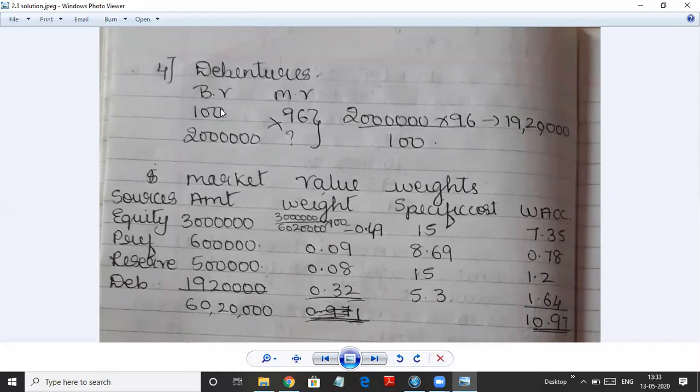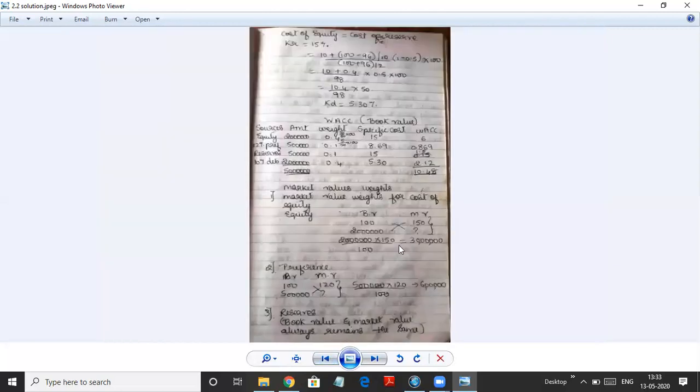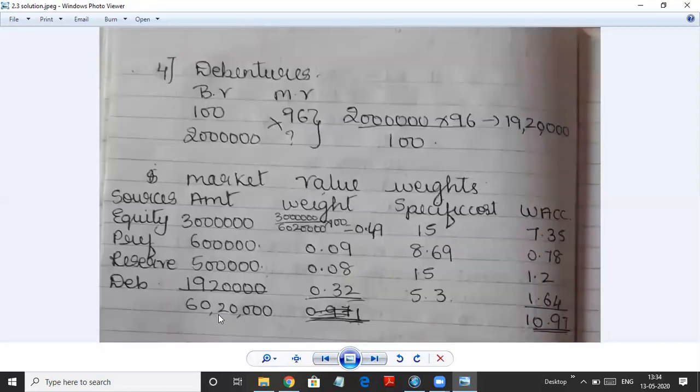Debentures, we assume book value 100, it is selling for 96, so that's the market value. In the balance sheet, the book value is 20 lakhs, so how much would be the market value? It will come to 19 lakh 20,000. So now we take the market values, that is 30 lakh, 6 lakh, 5 lakh, and 19 lakh 20,000, which we have calculated in these notes. Total is 60 lakh 20,000.